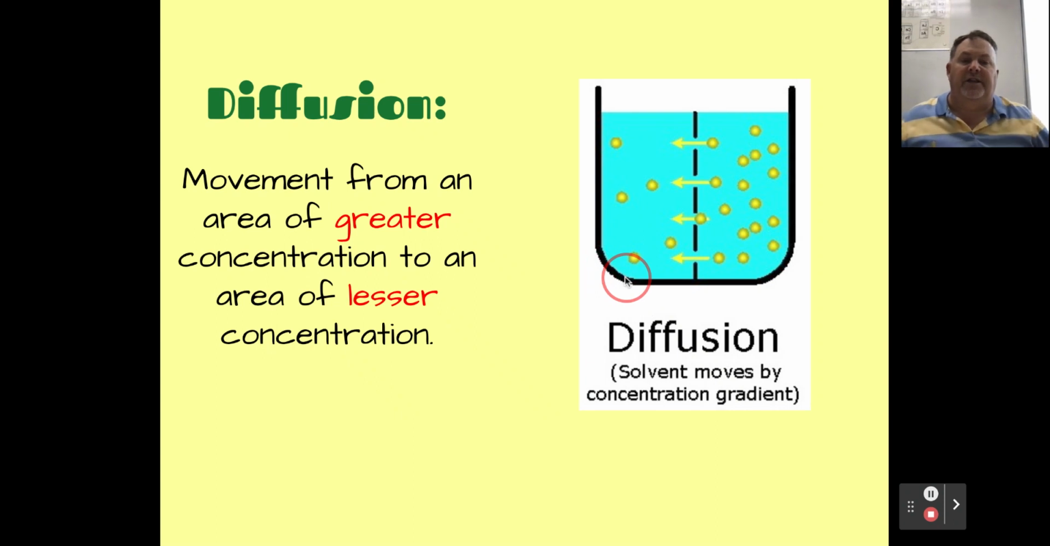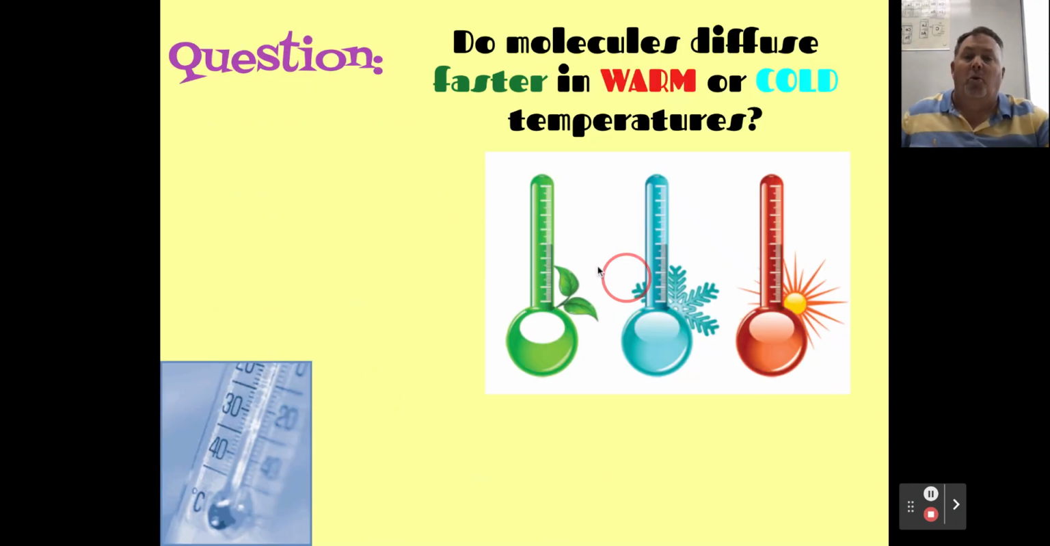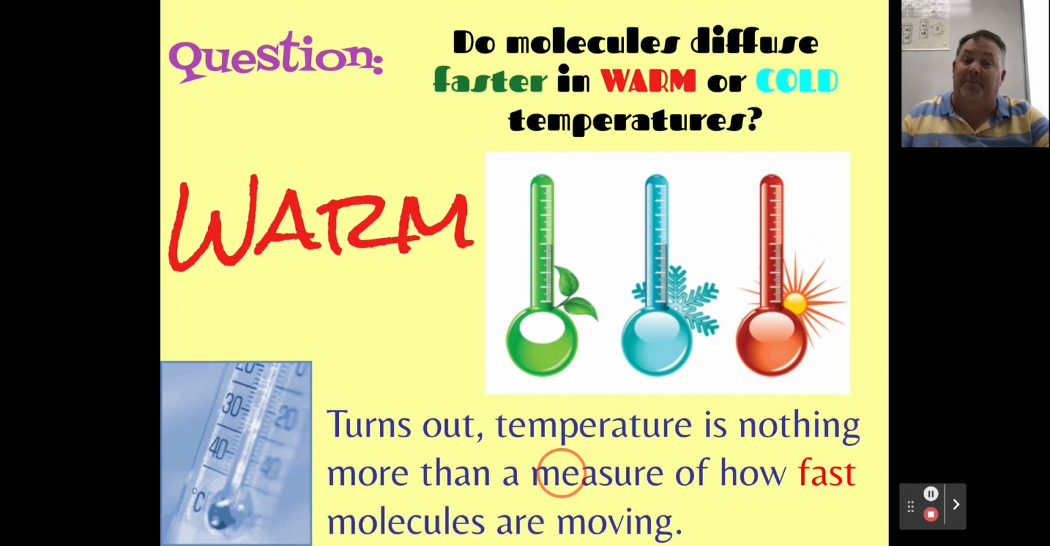So in this next phase, then we're going to realize that this is constantly happening. Even when they reach homeostasis or this equilibrium, molecules are still going to be moving back and forth. It doesn't just stop. So the question is then, do molecules diffuse faster in warm or cold temperatures? Well, it's kind of a funny thing, because warm actually turns out is nothing more than how fast molecules are moving. So that's what warm is.